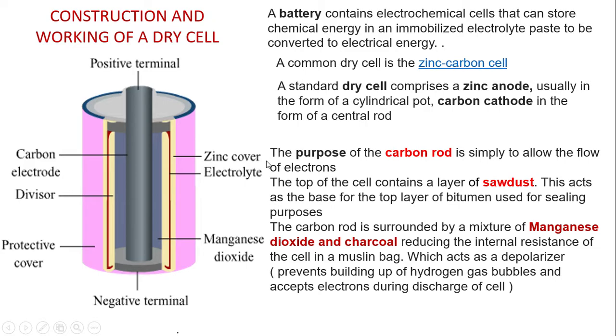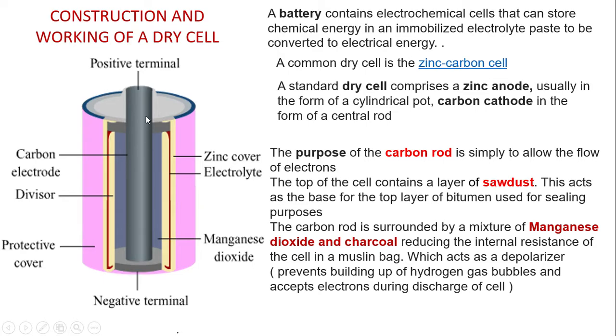The purpose of the carbon rod, which is at the center, is simply to allow the flow of electrons. The top of the cell contains a layer of sawdust. This acts as the base for the top layer of bitumen used for sealing the cell.